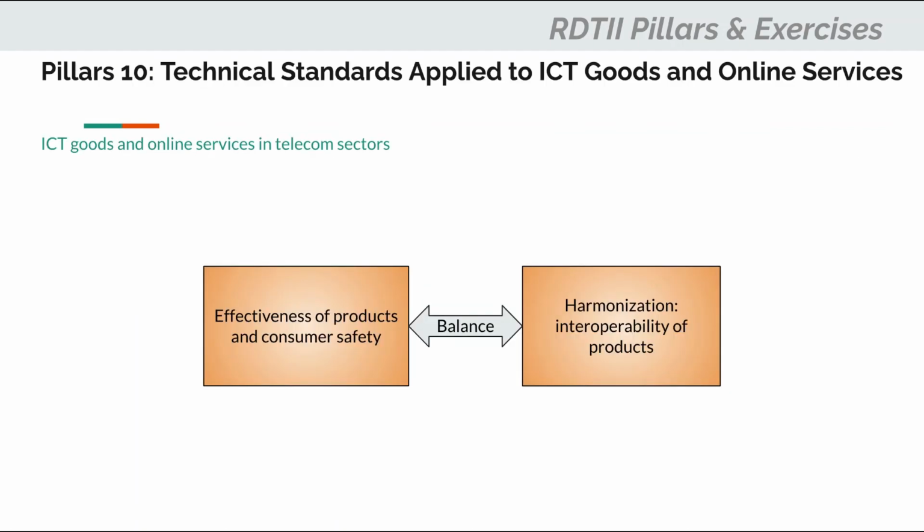Pillar 10 covers technical standards that can function as a trade restriction for ICT goods and online services in the telecommunications sector in the digital economy. Technical standards ensure effectiveness of products and consumer safety by setting out minimum requirements necessary to ensure the quality of products or services. However, disparate technical standards across the region undermine interoperability and thereby discourage digital trade due to higher trade costs and delayed process.